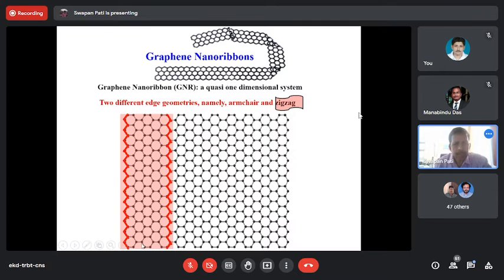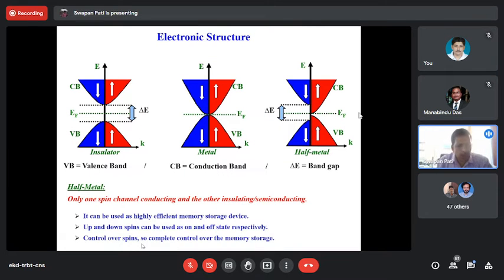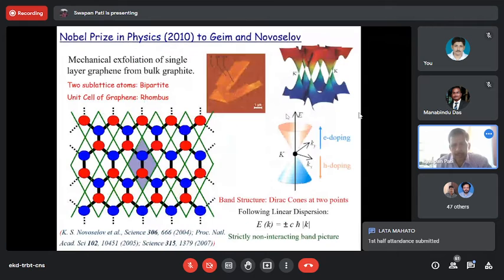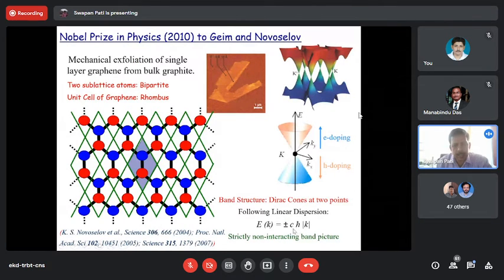All right, the edges. And there have been many predictions that zigzag edge structures will be metallic if you apply an electric field. Then you can have a half metal. That means one type of spin will be conducting, but the other spin will be insulating. That's a half metal. Interestingly, this graphene, which has a linear dispersion, E(k) is plus minus ħ c k.